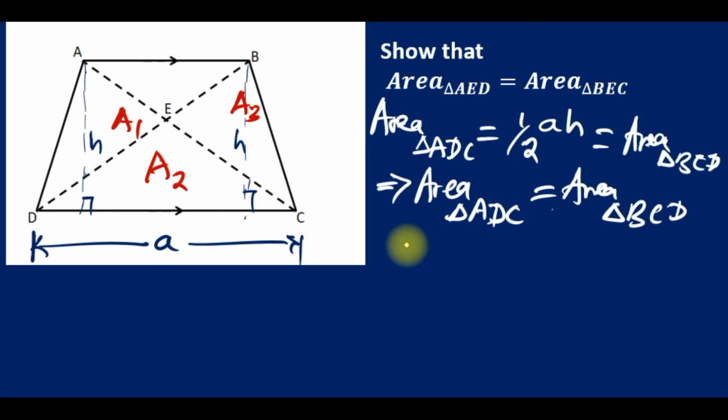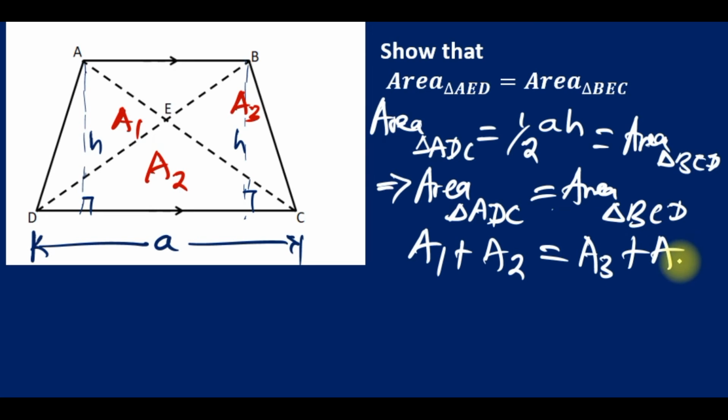Therefore, ADC is A1 plus A2 and BCD is A3 plus A2. So what do you notice? They have a common term, which is A2. Therefore, A1 must be equal to A3, which is what we are asked to prove. A1 is area of triangle AED, while A3 is area of triangle BEC.